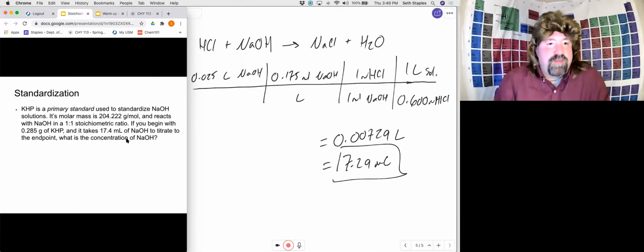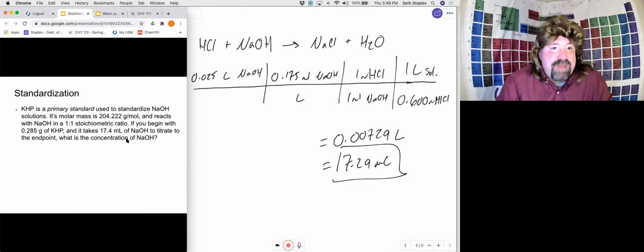So sometimes, as I mentioned, we have to standardize. KHP is a primary standard that's used to standardize an NaOH solution. NaOH is one of those solutions that if I mass it out, I can't necessarily trust that the whole mass is just NaOH because water molecules stick to it. And so we have to standardize an NaOH solution against KHP. The two react in a one-to-one ratio.